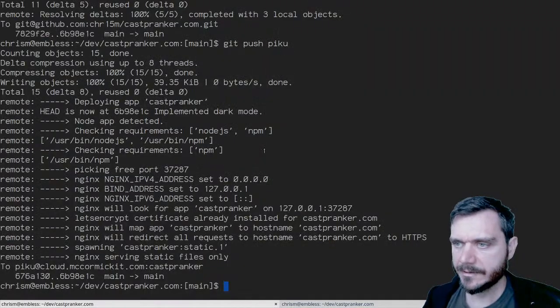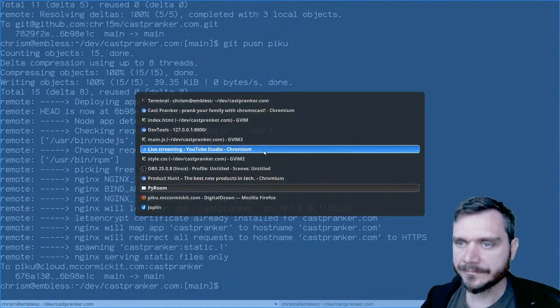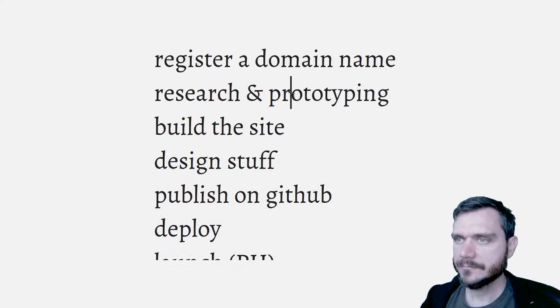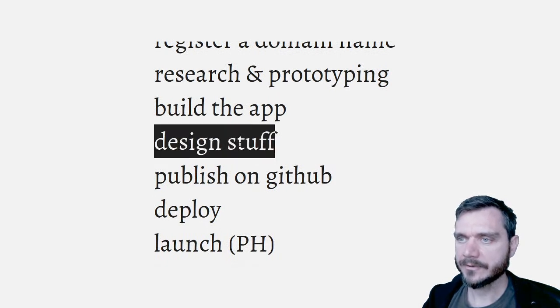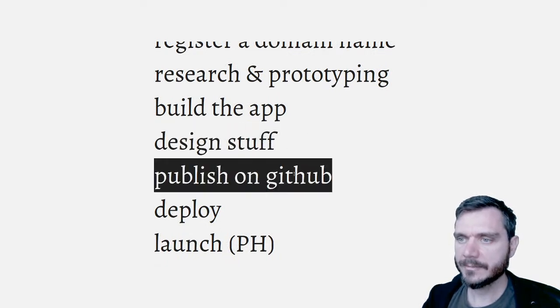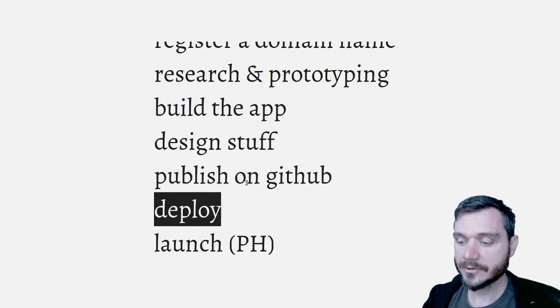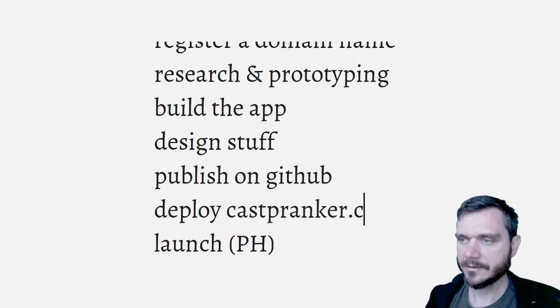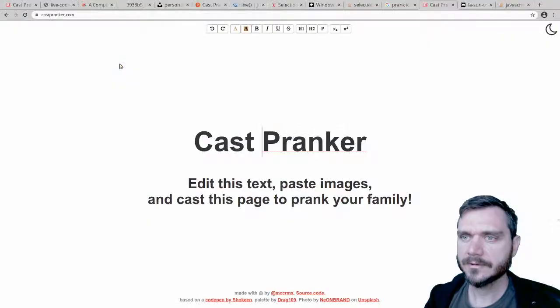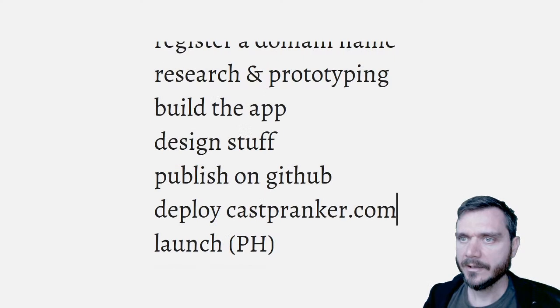Okay, so we've committed. Let's go back to review what we've done here. So we registered a domain name. We did some research and prototyping, like finding some stuff that kind of does what we want already, so we can base it off that. We've built the app. We've done some design stuff, like some logos and icons using Inkscape. Published it on GitHub. We've deployed it to our server, to our domain name, castpranker.com. Is that what it's called? Keep forgetting the name. Castpranker. Yep. And our launch is ready to go.